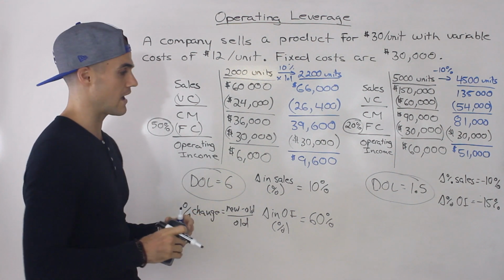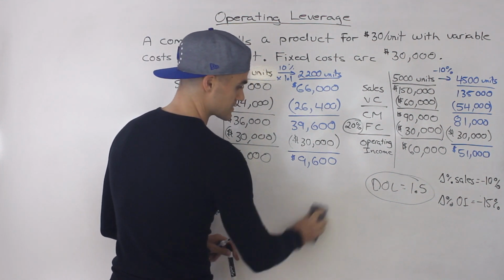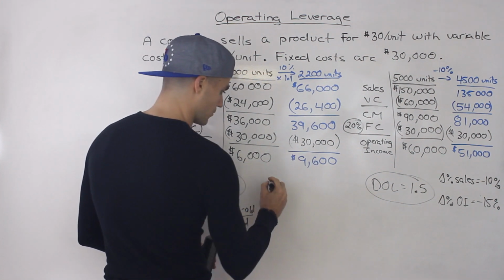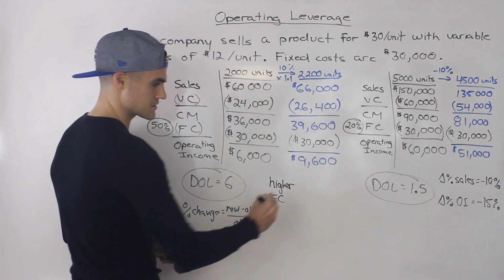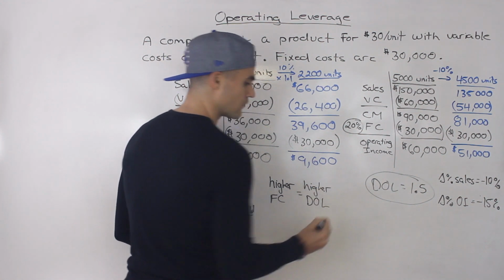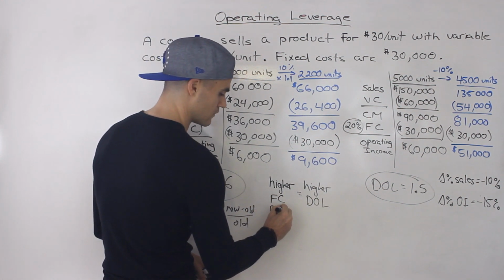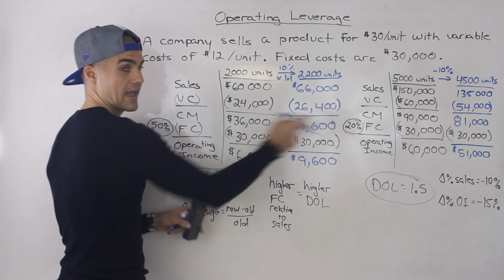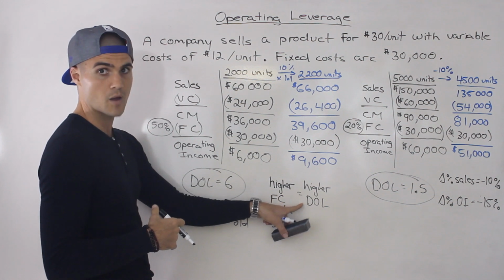Right? So that's another way that many professors or many textbooks may describe operating leverage as well. Right? The use of fixed costs to generate sales. So the higher the fixed costs, the higher the degree of operating leverage. And when I say higher fixed costs relative to sales, so basically as a percentage of sales. The higher that fixed cost relative to sales, the higher the degree of operating leverage.